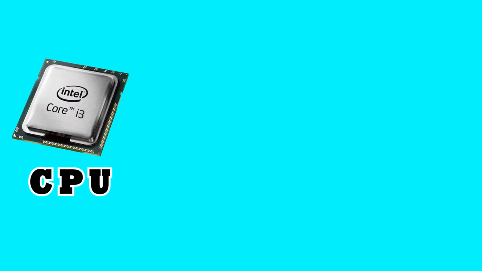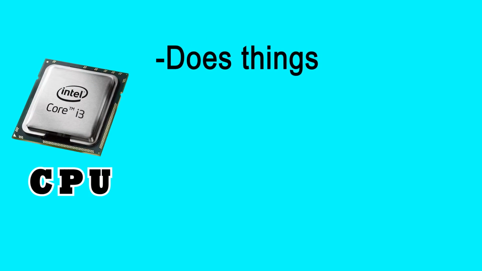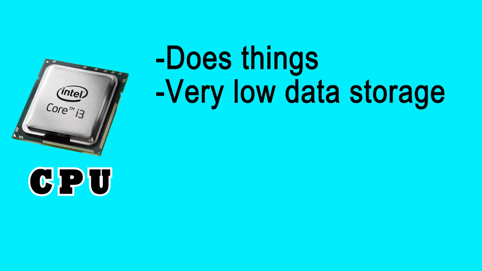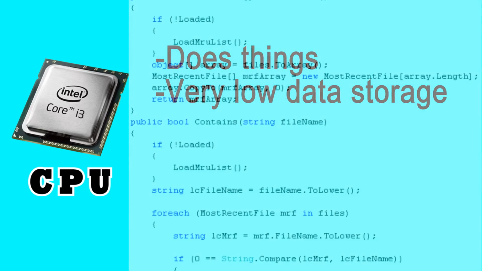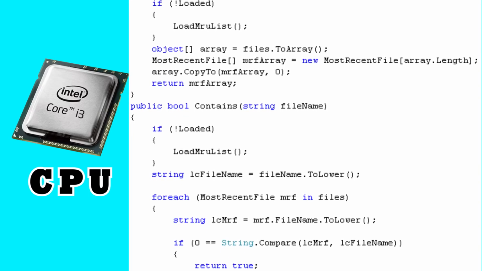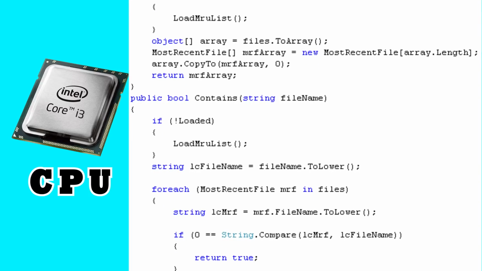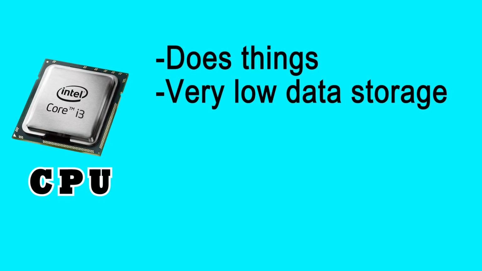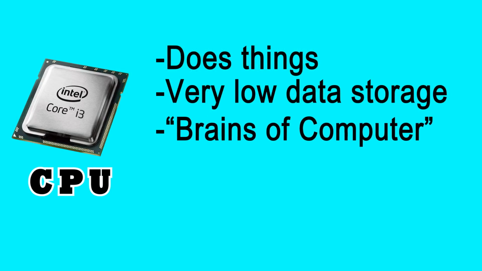So let's start with the CPU. The CPU is where your computer does things. It isn't really capable of storing very much data at all, but it's very good at doing things with data. Quickly reading it, arranging it, doing the type of quick and massive calculations needed to run your programs. This is where most of your programs are essentially run from. It's often referred to as the brain of the computer.